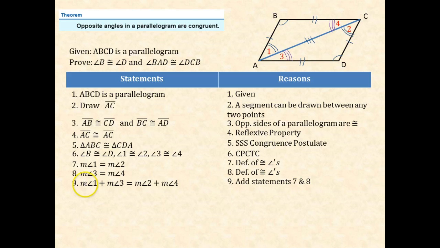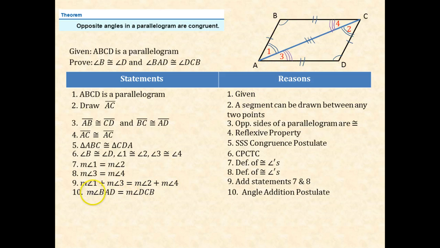And then measure of angle 1 plus measure of angle 3 is equal to the measure of angle BAD. And measure of angle 2 plus measure of angle 4 is equal to the measure of angle DCB, and that's the angle addition postulate, that you can add two adjacent angles together and it's equal to the measure of the big angle that they create together.